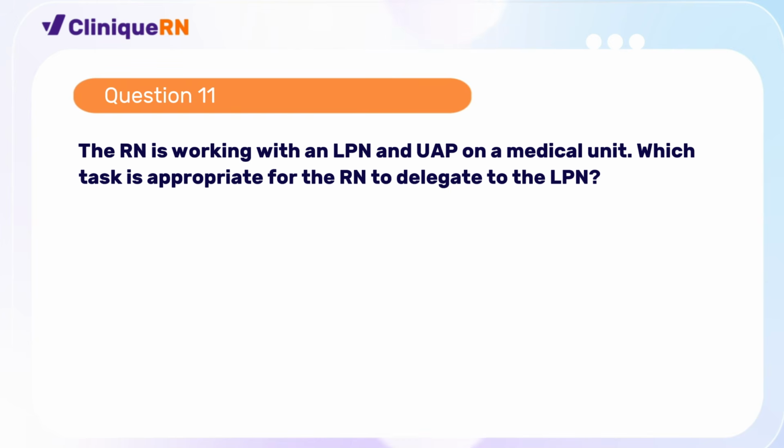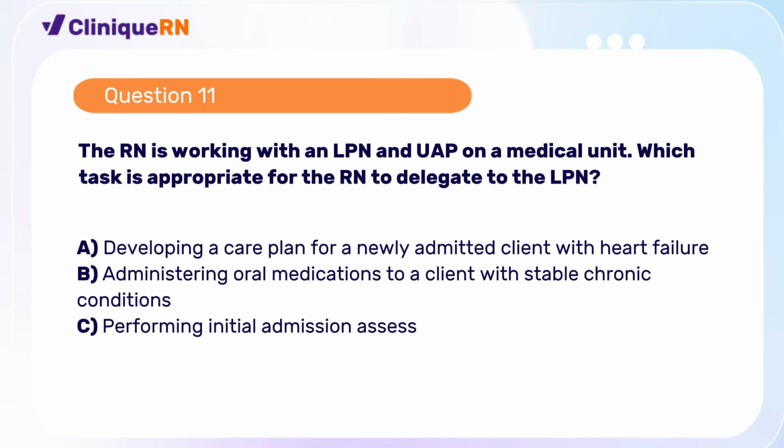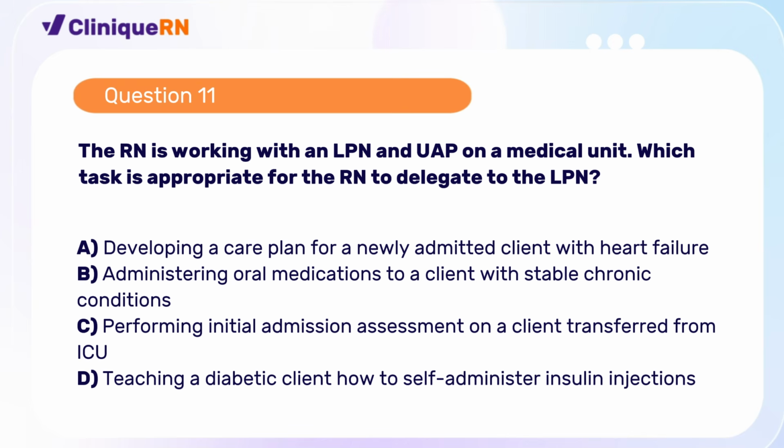Question 11. The RN is working with an LPN and a UAP on a medical unit. Which task is appropriate for the RN to delegate to the LPN? A. Developing a care plan for a newly admitted client with heart failure. B. Administering oral medications to a client with stable chronic conditions. C. Performing initial admission assessment on a client transferred from the ICU. Or D. Teaching a diabetic client how to self-administer insulin injections.